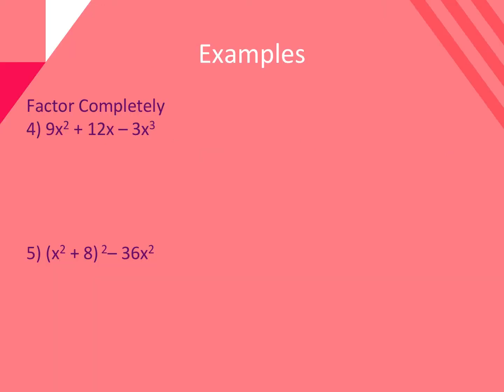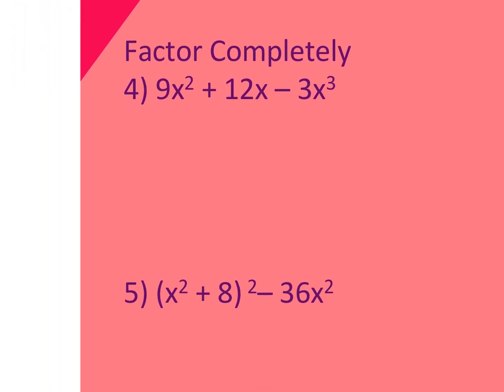The next one, always, always, always look for a greatest common factor first. Now also notice this problem is not in standard form. So I recommend that you rearrange it first and put it in standard form. Standard form means to put the largest exponent first, all the way down to the constant. This one doesn't have a constant, so I'm just going to rewrite it as negative 3x to the third plus 9x squared plus 12x.